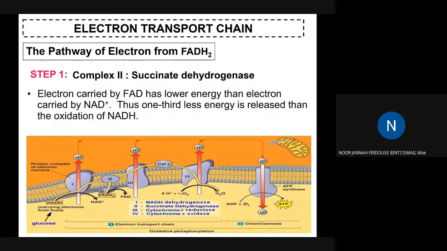Electron carried by FAD has lower energy than electron carried by NAD plus. That is why it has one third less energy release than the NADH. Remember in the energy conversion, NADH can produce 3 ATP, while FADH2 produces only 2 ATP.